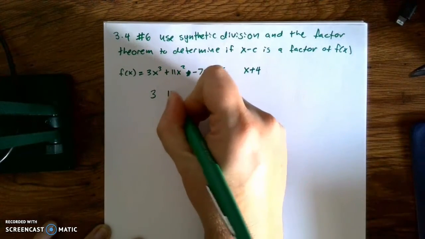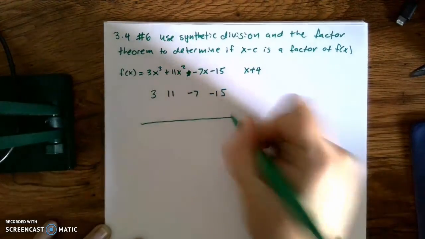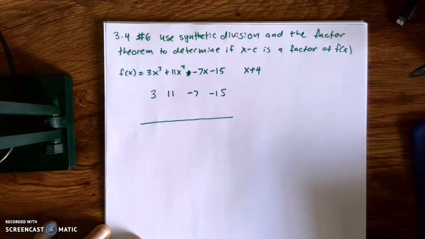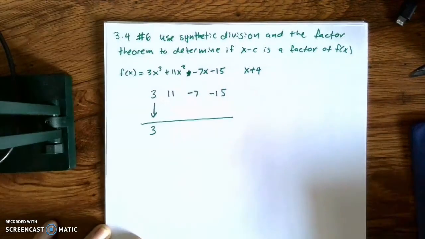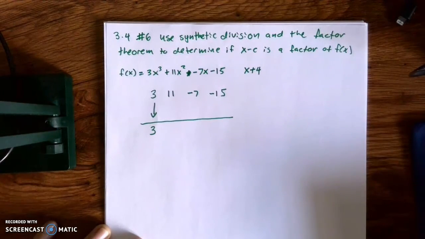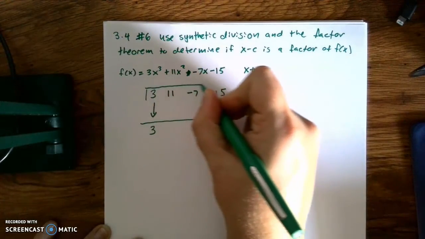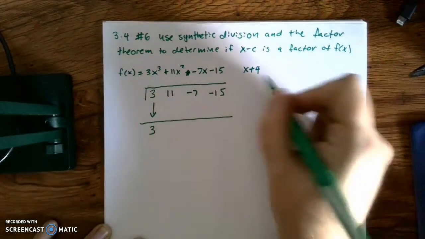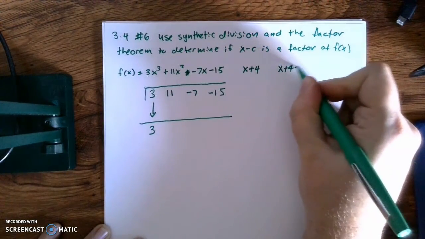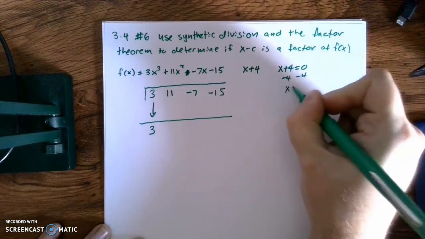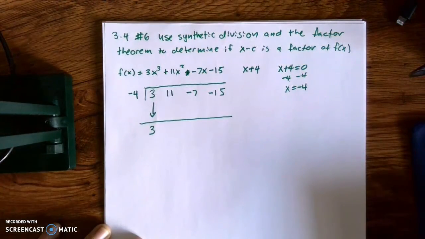So we're going to set up our synthetic division, and the first thing we do is drop down the 3. Now, we need to know what we're multiplying by, so here, right outside in front, we're going to put the factor. Now I need to make this equal to 0. So -4 is the number that's going to go in front.